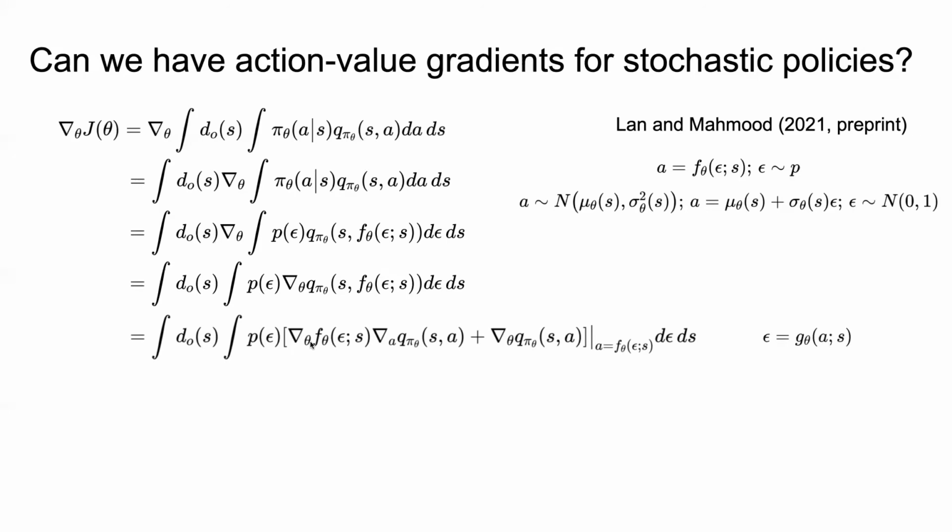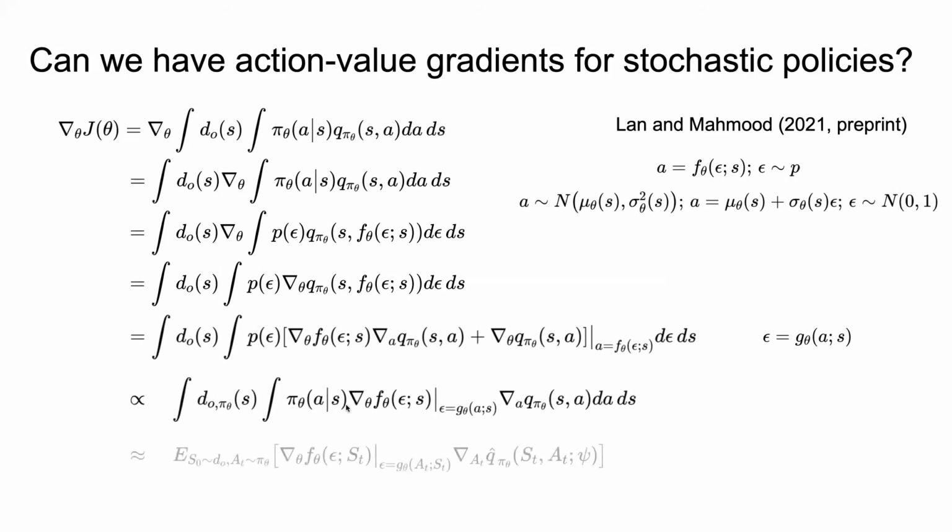So we can change the variable again. We can write epsilon in terms of action, where G is the inverse function of F. If we do that, then pi is back. All right, so pi is back. Now we can write it in terms of an expectation. Of course, approximately, because you have to estimate the action value, and the quality of this gradient estimate depends really on the quality of the action value estimate. But we answered the question whether we can have action value gradients for stochastic policies.